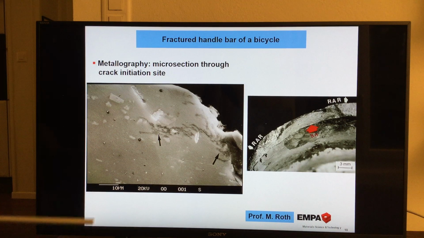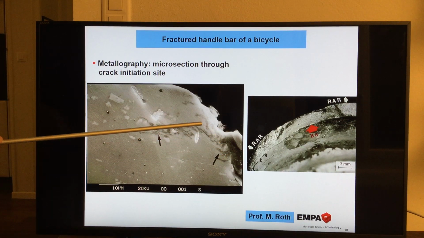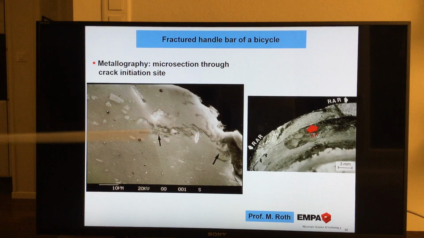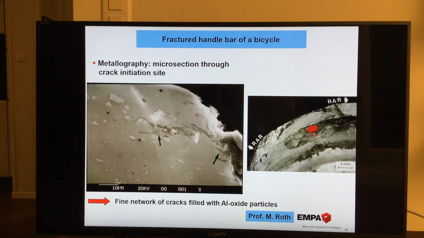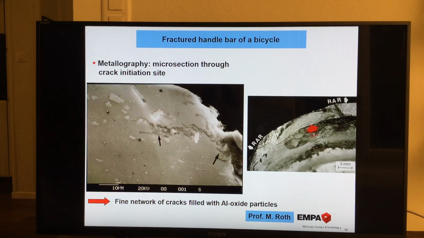And what do we see there? This is an aluminium alloy. There are some precipitates of the aluminium, and then there is a very nice network of black particles, and I can tell you these black particles you can analyze. It's aluminium oxide. That's very interesting. A fine network of cracks filled with aluminium oxide particles.